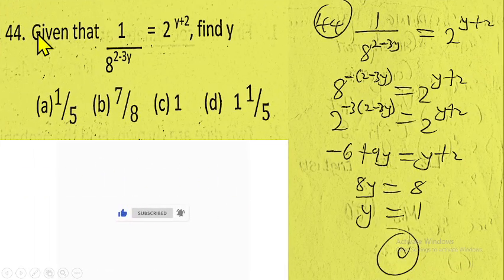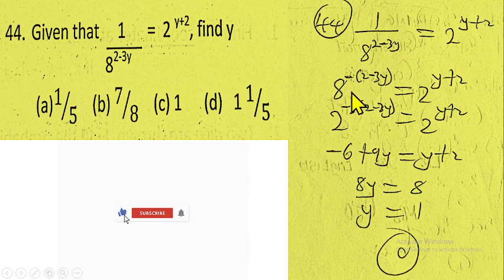Question number 44. Given that the inverse of 8 raised to power 2 minus 3y equals 2 raised to power y plus 2, we have to find y. So like I said, this is 1 over this. Now what can we do? We can write this as 8 raised to power minus open bracket 2 minus 3y equals 2 raised to power y plus 2. Or you can also cross multiply here. Regardless of the way you do it, you still get the same answer.